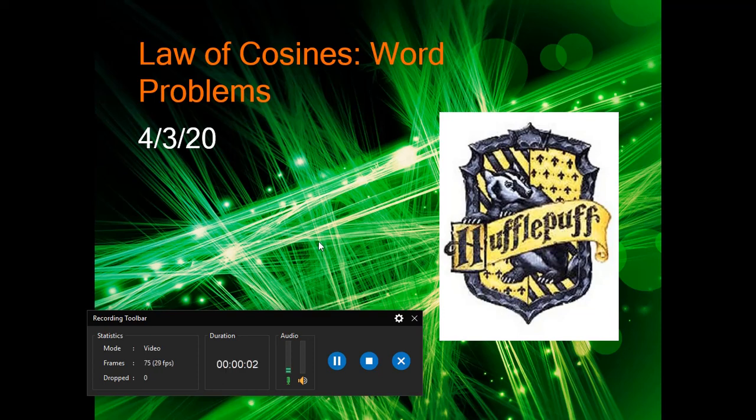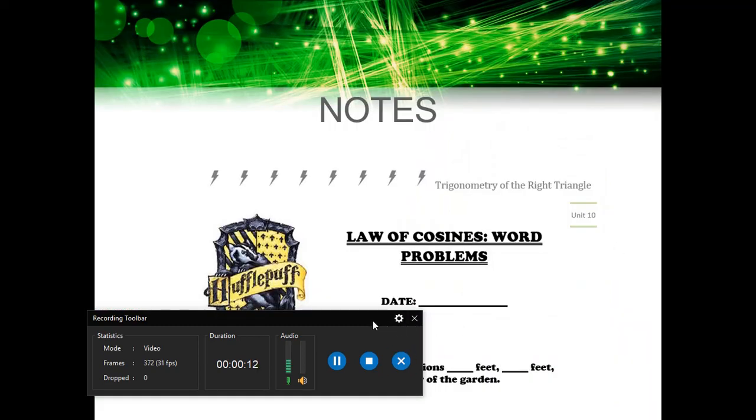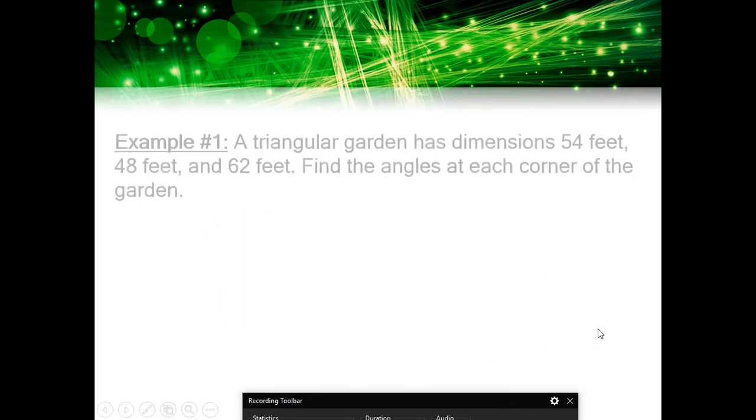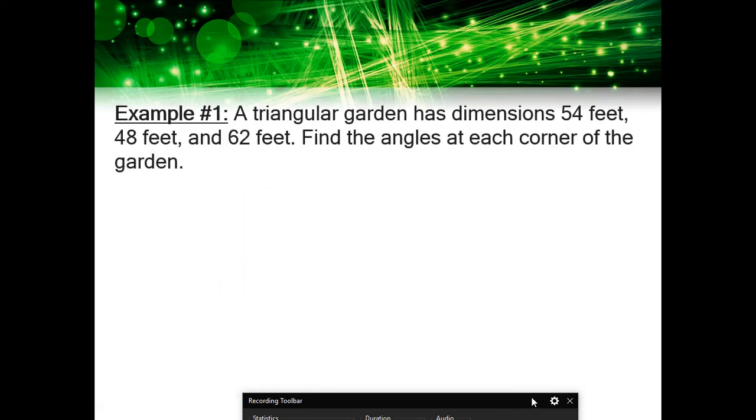Hi, geometry. Our last lesson in trig is going to be the law of cosines, and we're going to focus on word problems today. This is the note packet you'll need to go through the lesson with me. So because these are word problems, we're going to want to draw a picture with each scenario.